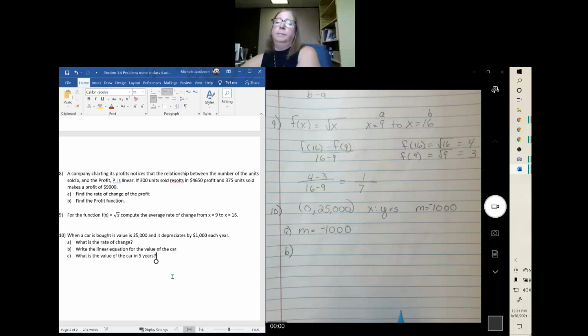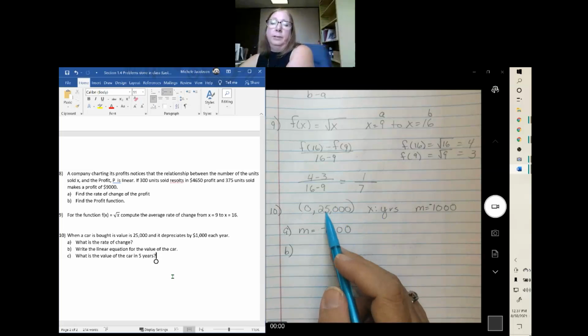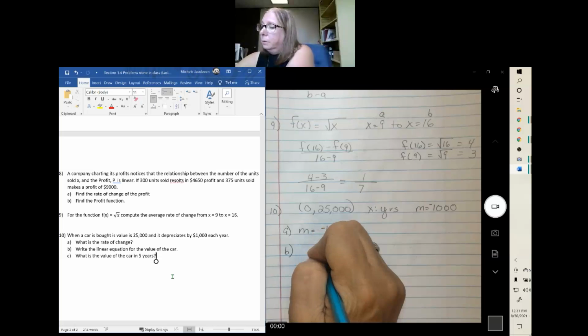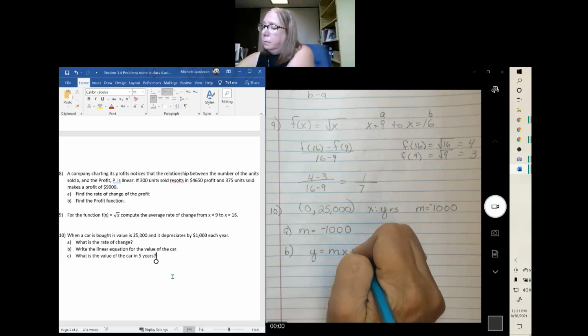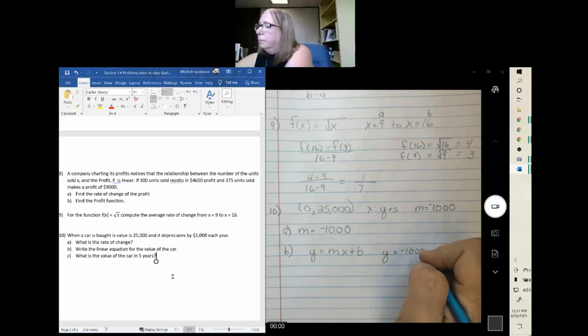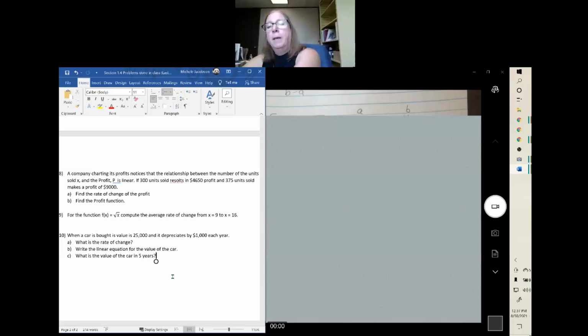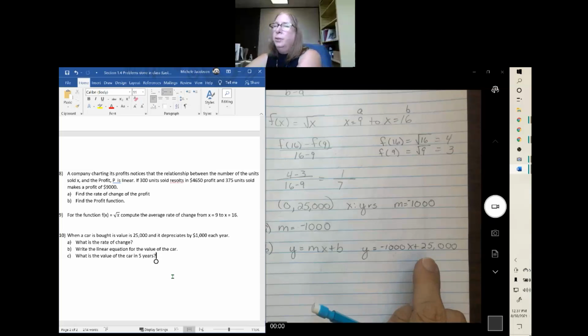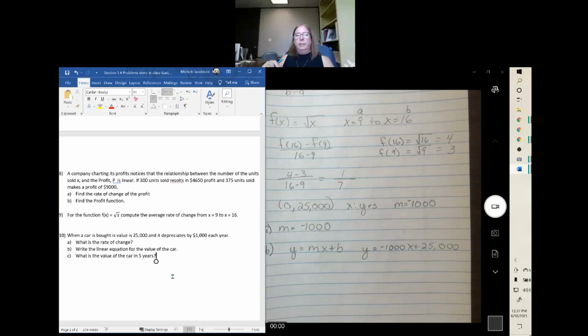To write the equation of the line, notice this is the y-intercept and this is the slope. My slope's a negative 1,000. My y-intercept's 25,000. You could use y minus y1 equals m times x minus x1, and you'll get the same answer. Any questions?